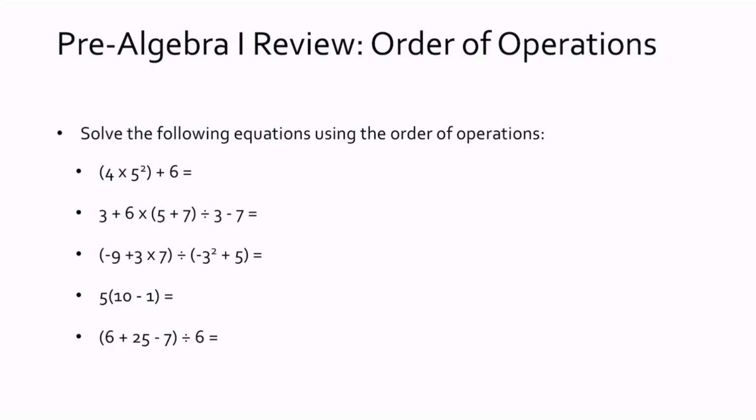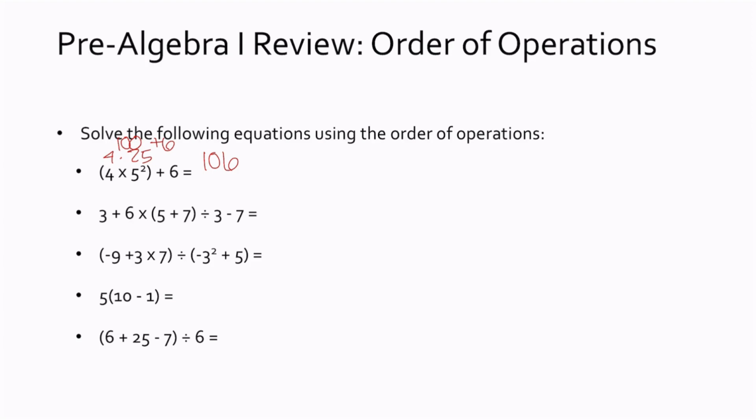And then last one, I want you to pause this video and give these a shot where we have all the operations happening and you need to remember the order of operations to work these out. All right, so we have some parentheses here, and inside the parentheses we have an exponent. So we have 25. 4 times 25 is 100, plus 6 is 106.